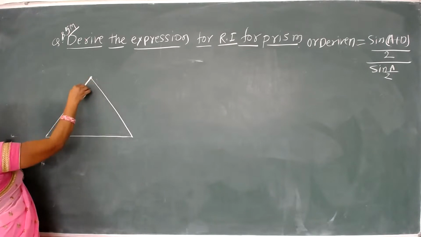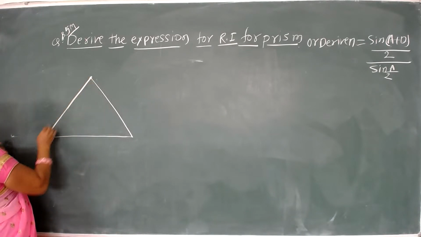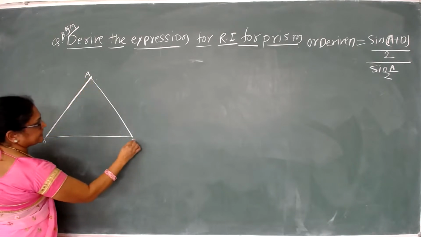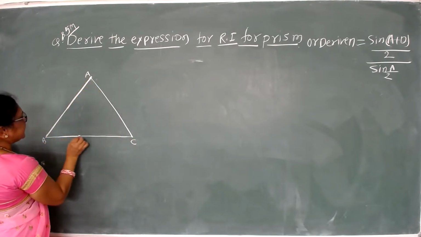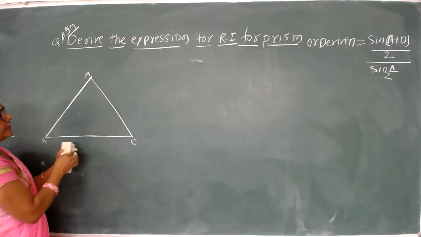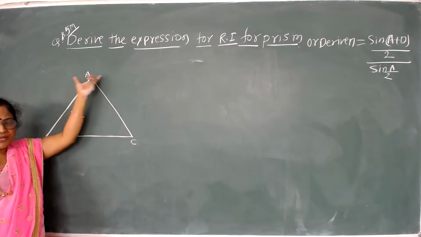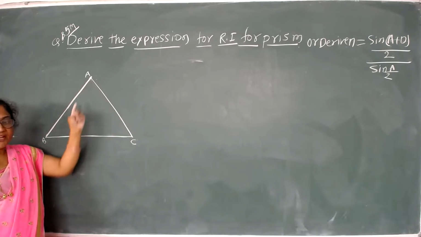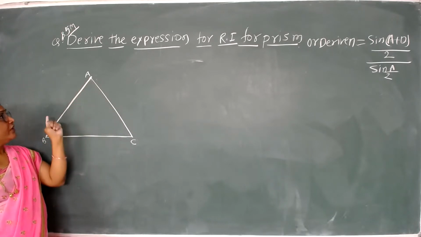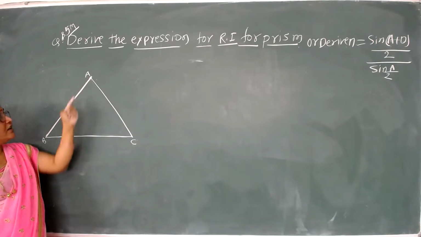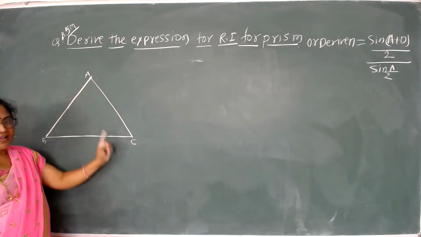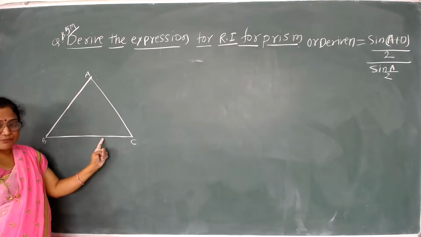So these are two refracting surfaces, that is AB and AC, where BC is the base. Consider a principal section of a prism. In the prism, there are three sides. Out of the three sides, two sides are refracting, that is AB and AC are the two refracting surfaces.